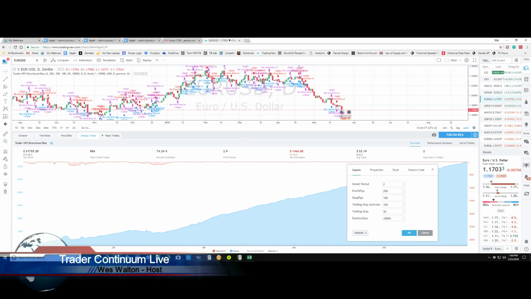Let's change the trailing stop to 100, which still didn't change the max drawdown, but it did take our net profit down. So let's take our trailing stop back up.